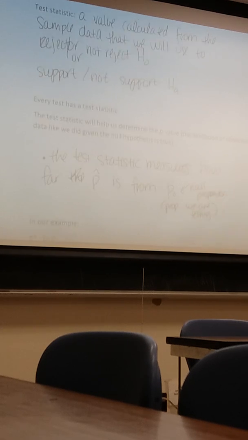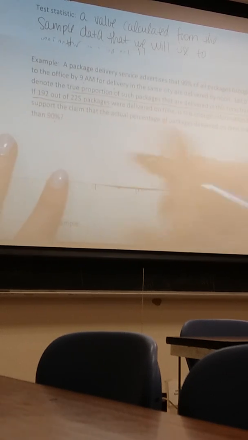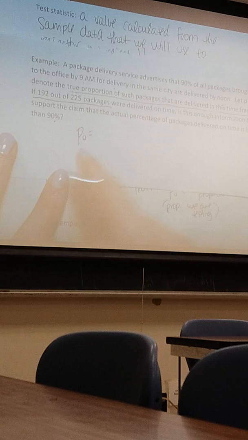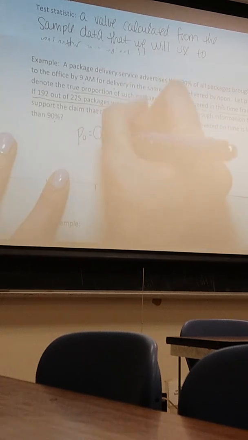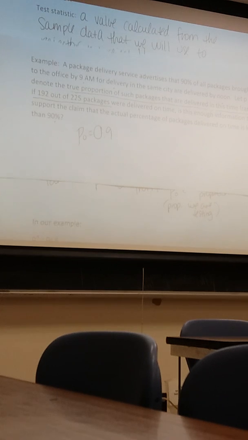So let's go back to our example. We know the null proportion is just 0.9. For our example, the null proportion, again, is just the proportion that we used in our null hypothesis. In our case, this is 0.9. Do we have enough information to come up with the sample proportion? How would we do that?